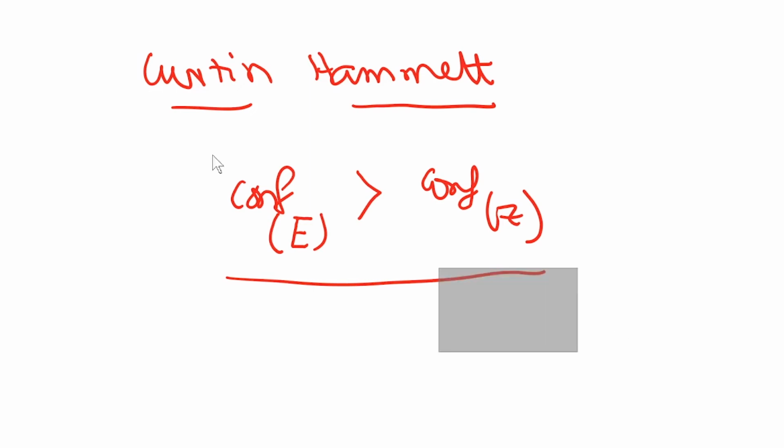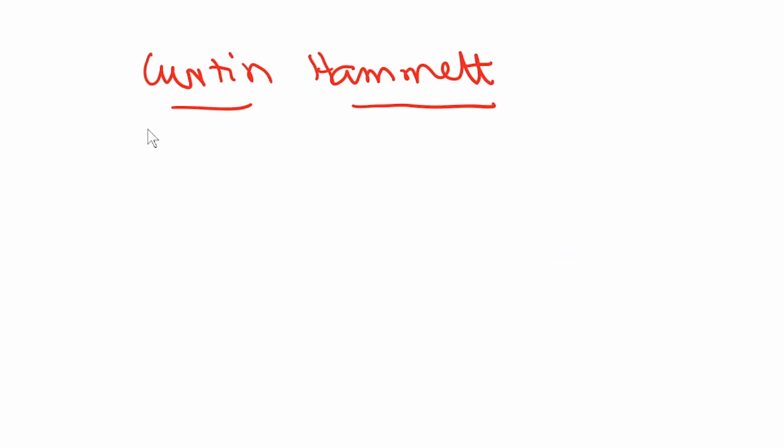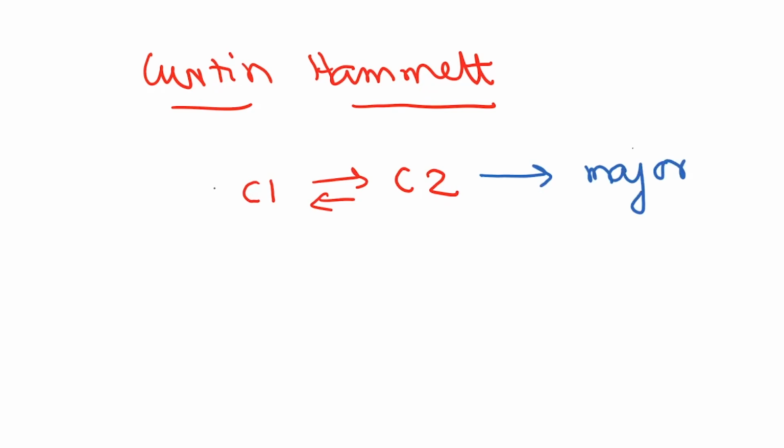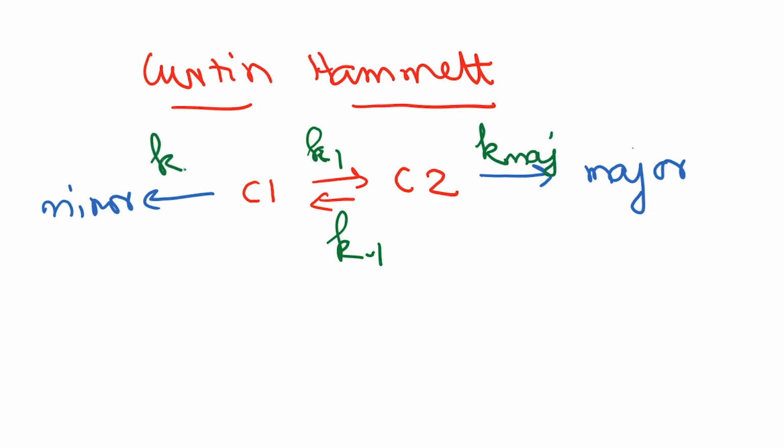So I'm just going to summarize this by drawing some rate constants over here. So when you have the conformation 1 in equilibrium with conformation 2, okay, and conformation 2 gives you the major product, and conformation 1 gives you the minor product. Now we can describe each of these processes using rate constants. So let's call this K1, K minus 1, which is the reverse of C2 going to form C1, and let's call this K major, and this is called the K minor.